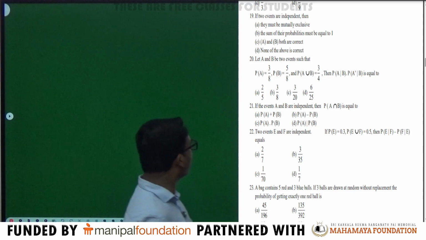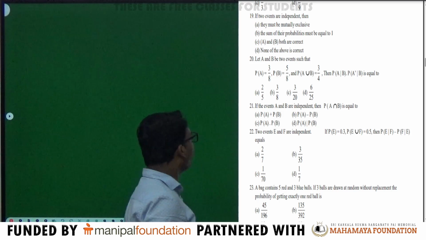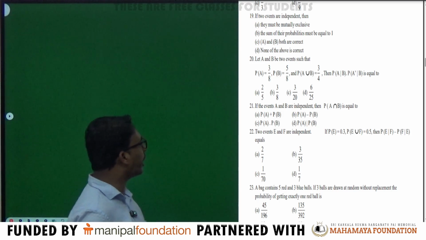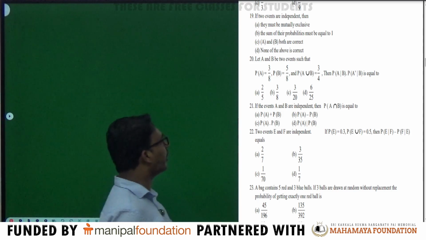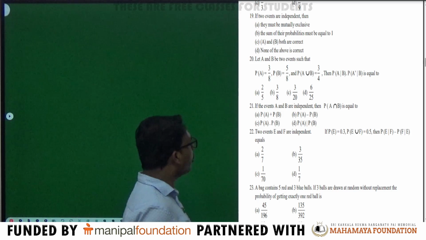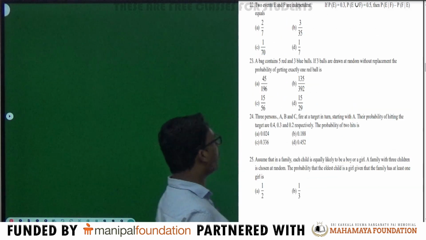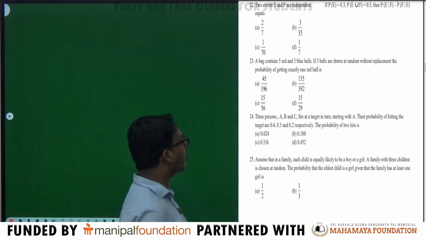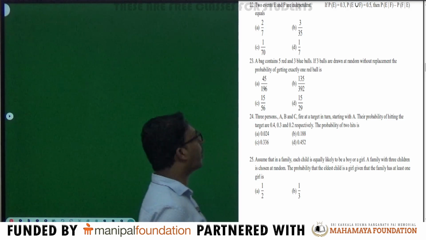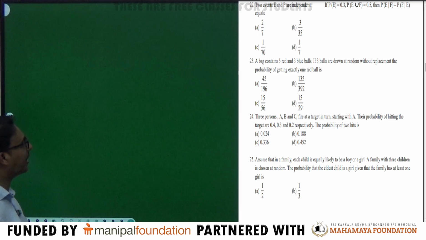For the question number 22, if two events E and F are independent, if P of E is equal to 0.3, P of E union F is equal to 0.5, then P of E bar F minus P of F bar E is. Again the given data is not sufficient because they did not give the value for probability of F. So question number 22 is wrong.